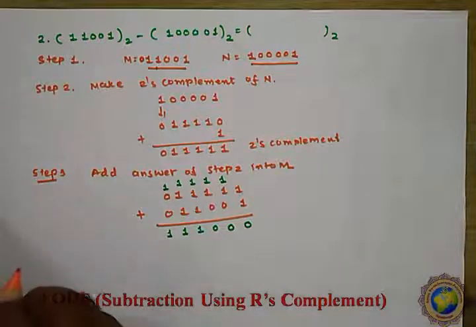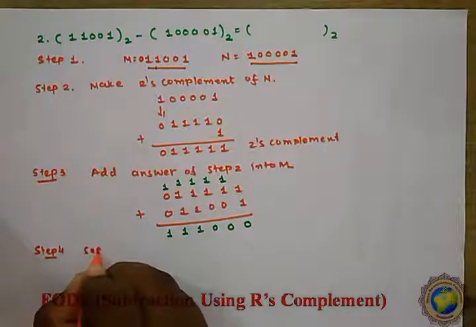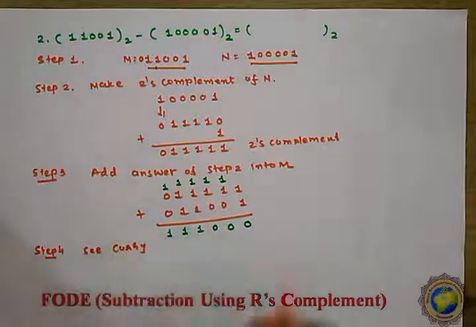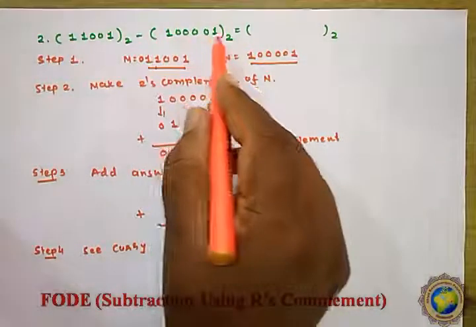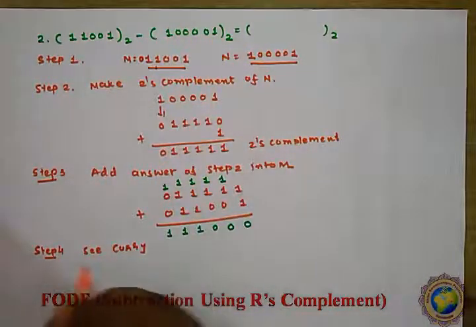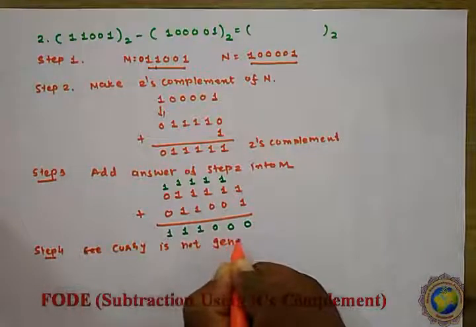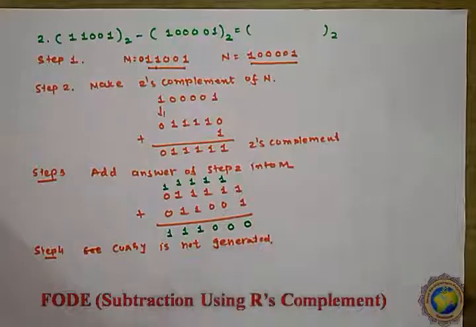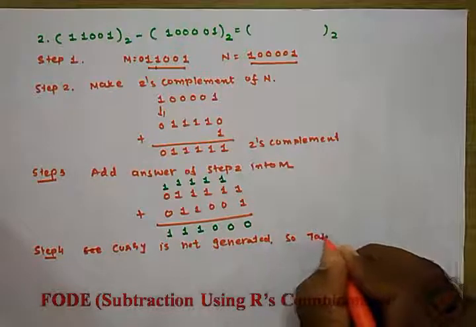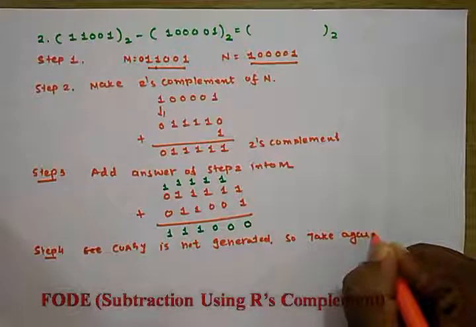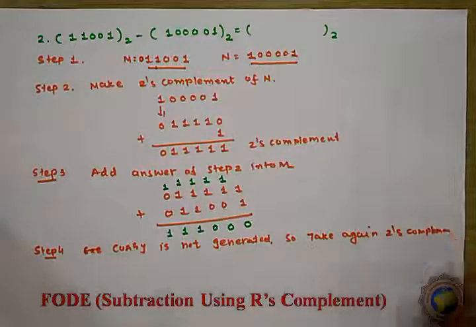Now see whether a carry is generated or not. You can write directly: how many digits are there? There are 6 digits. What is the maximum digit count? It is also 6. So the carry is not generated, because the answer has exactly the maximum number of digits. So the carry is not generated. So take the 2's complement again.